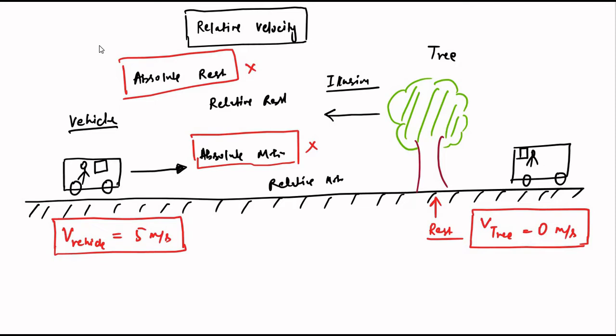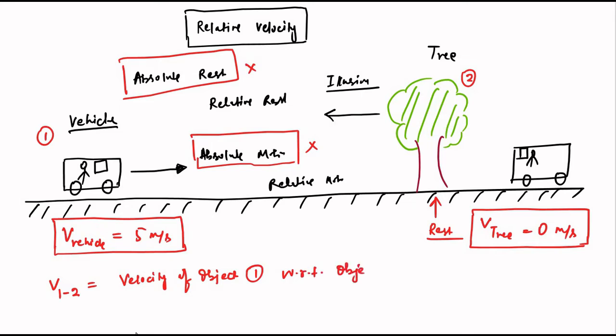So here relative velocity is expressed as the relative velocity of one object with respect to another. Let's say there are two objects. This is object 1, this is object 2. Relative velocity is expressed as velocity of object 1 with respect to object 2. It is written as this.